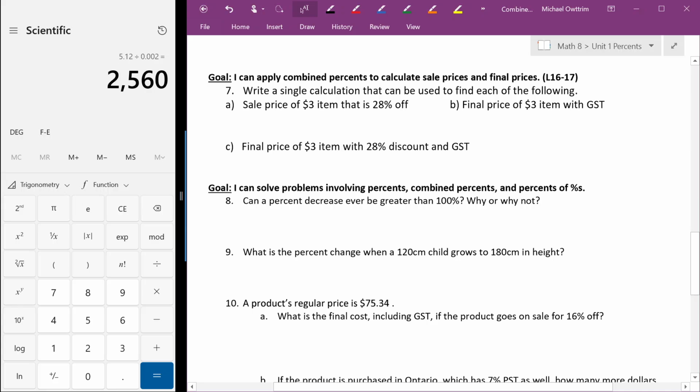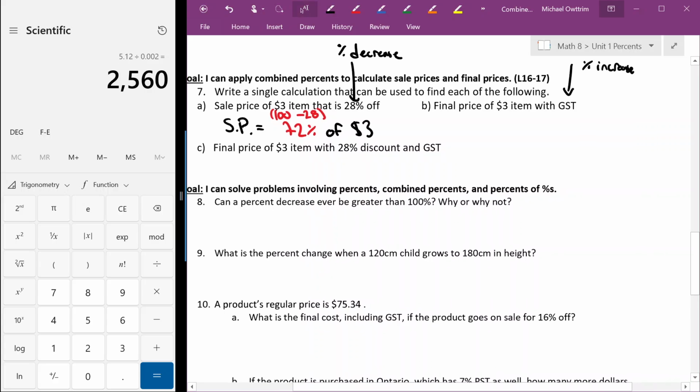Okay, so the first of our application topics was pretty straightforward in terms of recognizing that a discount is a percent decrease, while GST, a tax, an extra charge, is a percent increase. So if we want the sale price of a $3 item that is 28% off, and we want to write a single calculation for that, we're going to recognize that our sale price is equal to 100 minus my 28% discount, which gives me 72 of my regular $3 price.